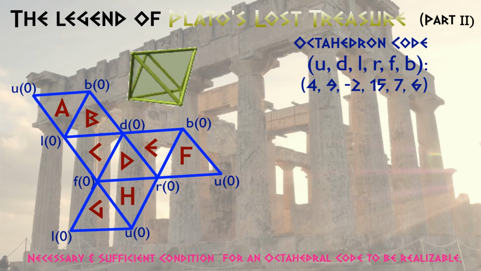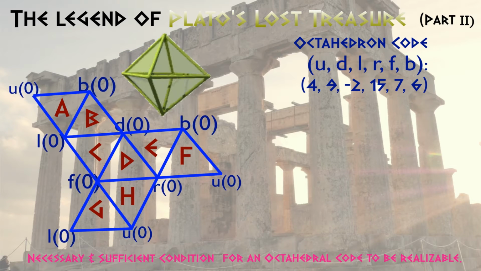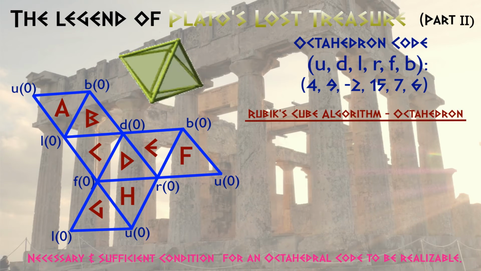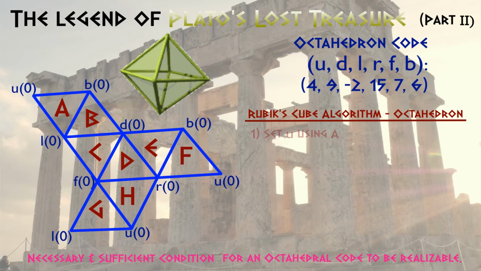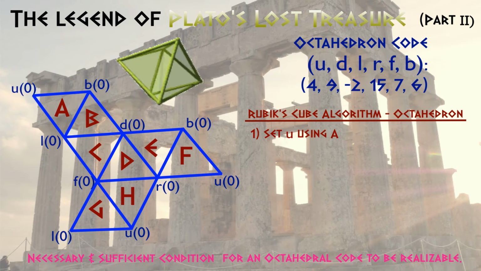Fortunately, there's a solution. The fact that an octahedron has more faces, 8, than vertices, 6, gives us a little wiggle room. Consider this algorithm. Let's first set U to its appropriate value by using any of the 4 faces in the northern hemisphere of our octahedron. A, because why not?